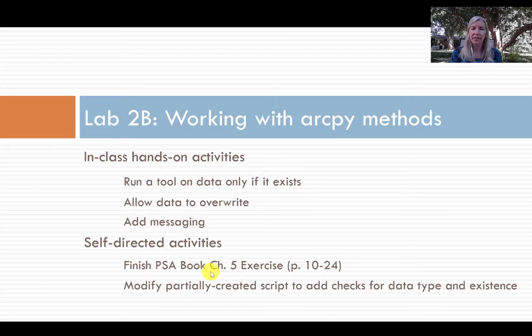Now you're ready to start the exercise for Lab 2B, where we'll be working with arcpy methods. In class, we'll be doing some hands-on activities where we'll go over setting up a couple of simple code samples to run data only if it exists, to allow data to overwrite and play around with how the messaging works. And then on your own, you'll be walking through the exercise from our book, Chapter 5, just to be exposed to some of the other methods that are out there that we didn't mention. And then you'll be taking a partially created script and modifying it to add these new methods in.